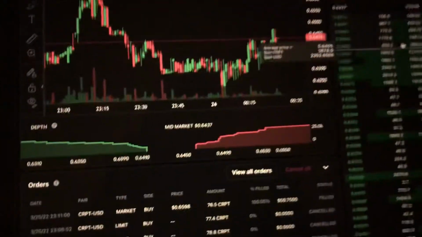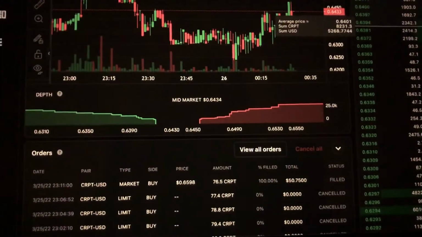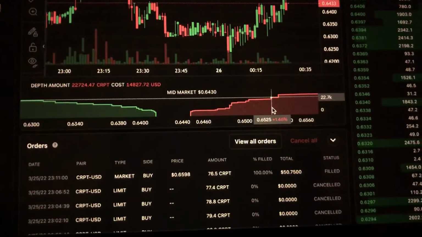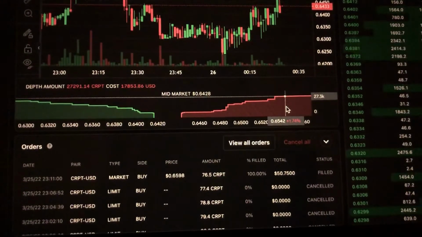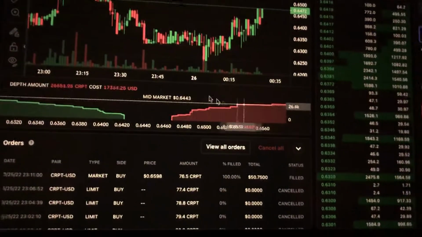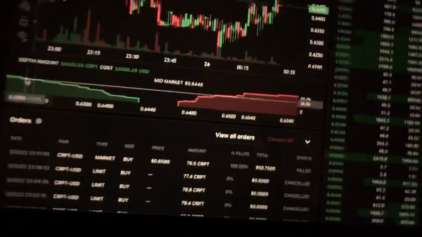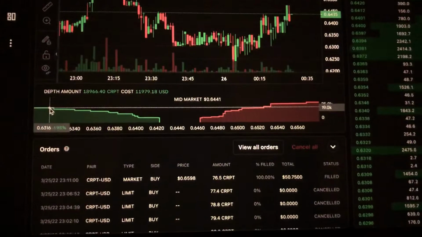Okay, and over here it makes it even more simplistic for you. Right here you can see the waves on the right side. We got the bears. Bears attack down, they sell. And over here you got the bulls, which attack up.